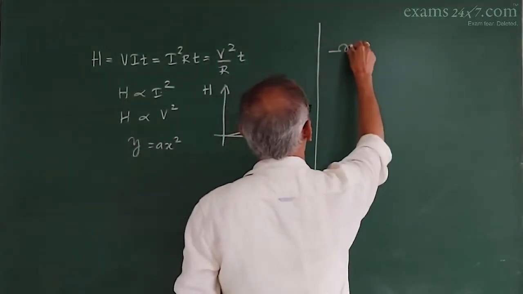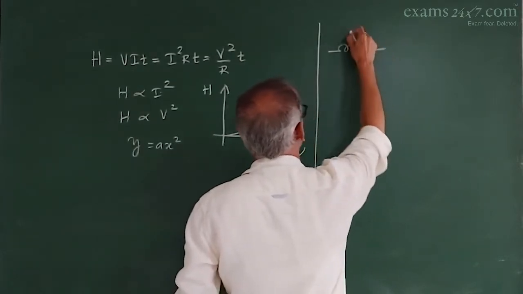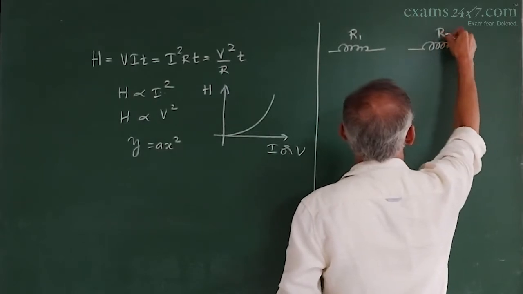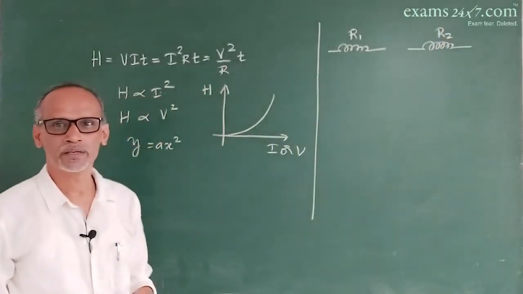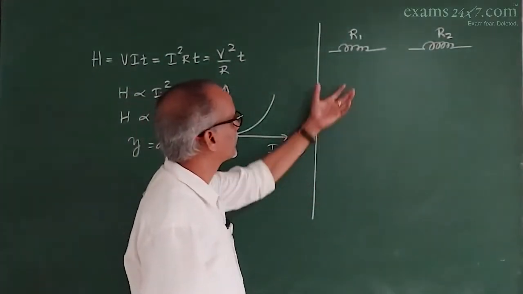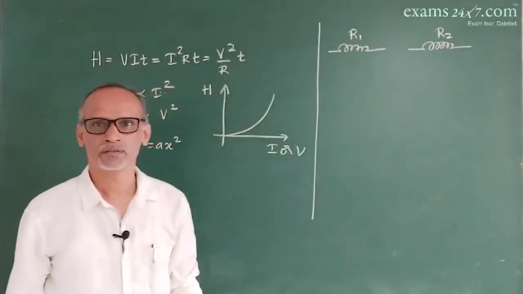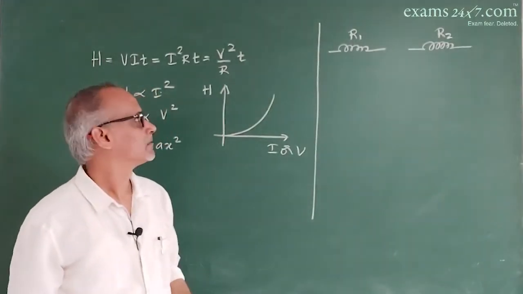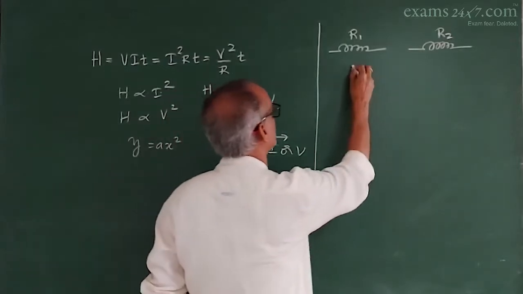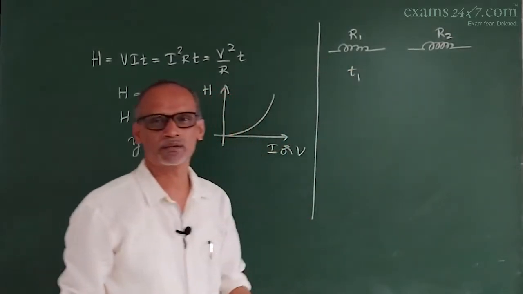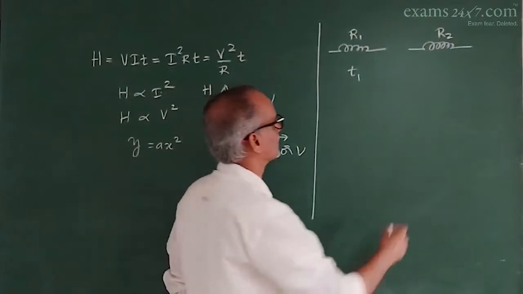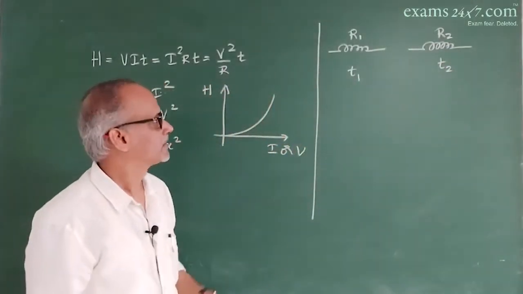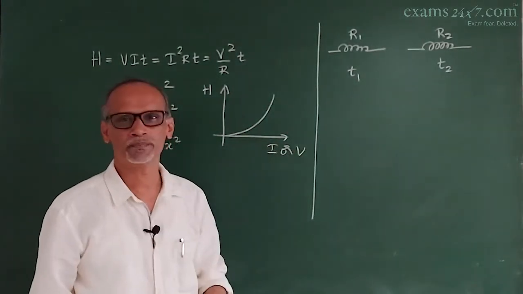So I'm going to consider two heating coils. The first coil has resistance R1, and the second coil has resistance R2. Now I'm going to use the first coil to heat a liquid, and a given liquid boils in time t1 when I use the first coil. Next, I'll use the same liquid, and to boil that, the second coil takes time t2.